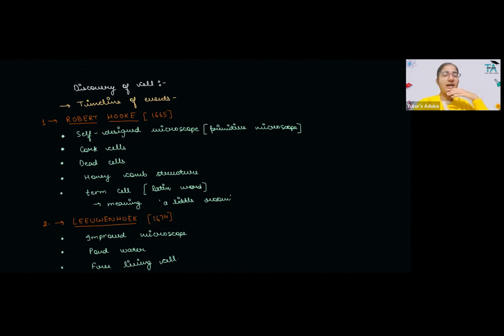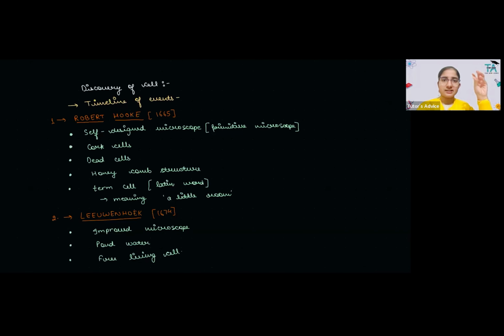So the first thing we have in the chapter is the discovery of the cell. We have to understand the discovery of the cell in a timeline, a timeline of events. First on the list, we are going to have Robert Hooke. Robert Hooke is a scientist who discovered the cell for the very first time, in 1665. But the point was that he had a self-designed microscope, which means it was a primitive microscope.